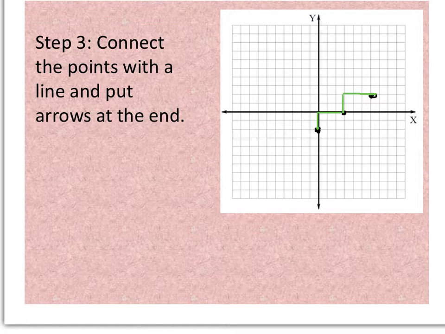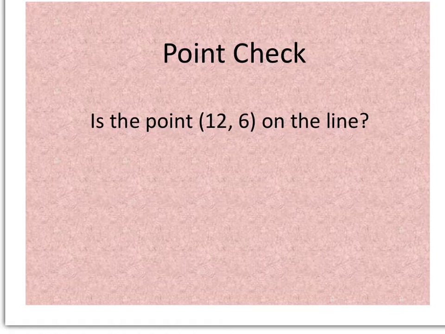Okay, so now what we have to do, step 3, is to connect the points with a line and put arrows at the end. So we just draw a line to connect our points, and then we put arrows at the end because this line will continue in both directions. And that's how you graph an equation when it is in slope-intercept form. All right, now let's go down to the bottom of your blue foldable.